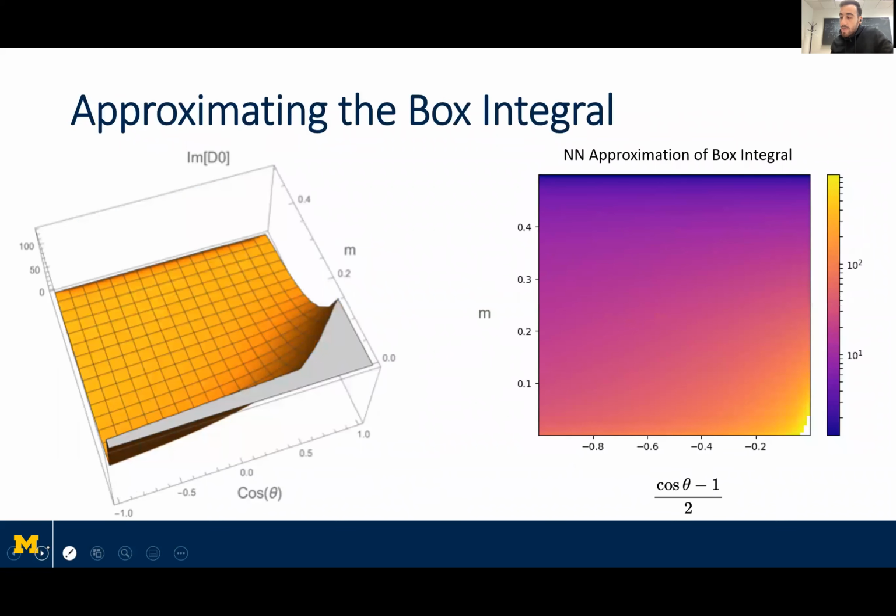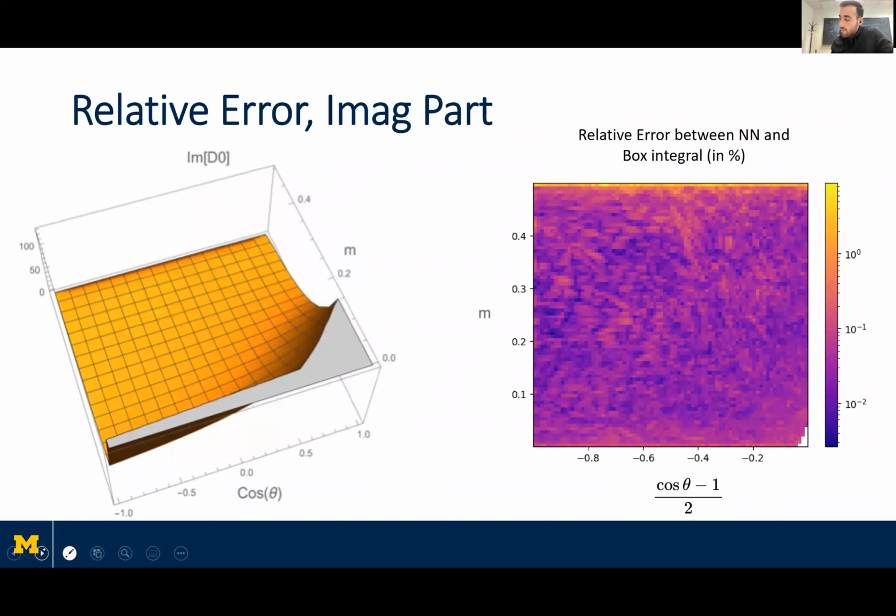We can do the same thing with the imaginary part. You can plot the imaginary part of D0, you can plot the approximation of the neural network, and then you can compute the relative error. And once again, you can see that for the most part, it's purplish. So that's 10 to the minus 1% error or lower, maybe less than 1% at most. So the point is neural networks are doing very well at approximating this difficult function to compute.